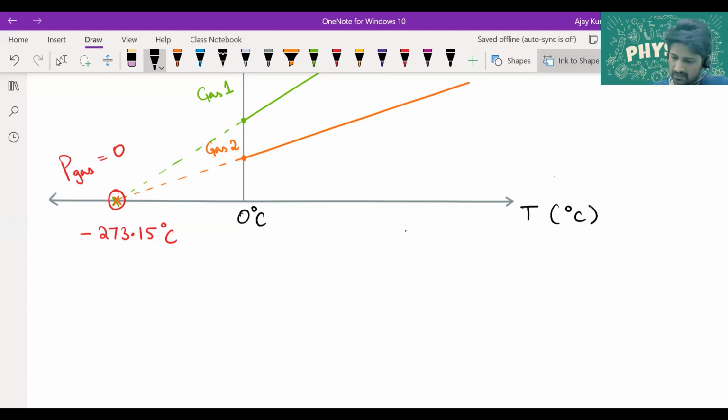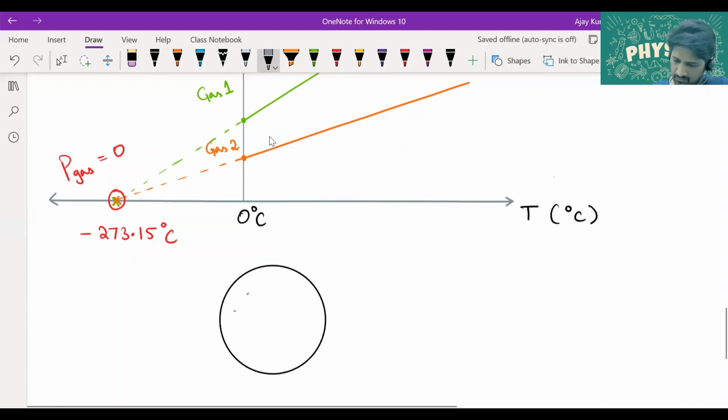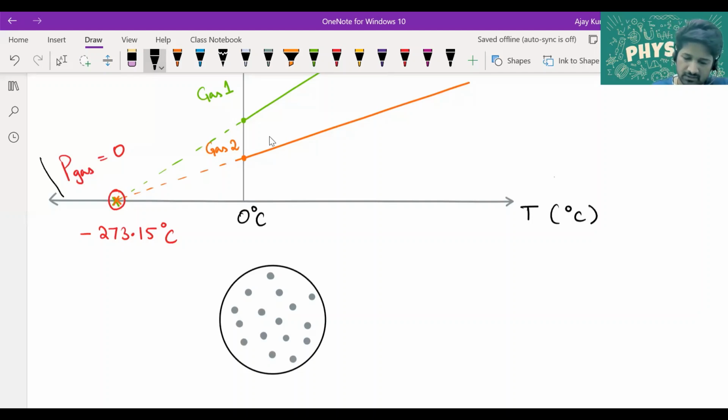You can imagine something like this. Let's say there is a bulb, like a chamber itself. You visualize gas molecules in it. The molecules will be moving around randomly and they'll be hitting the walls of the chamber. That is how they create pressure in the chamber. Fine. Now the pressure of the gas is becoming zero.